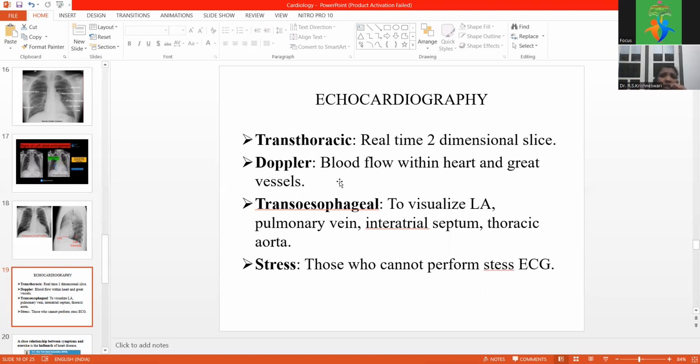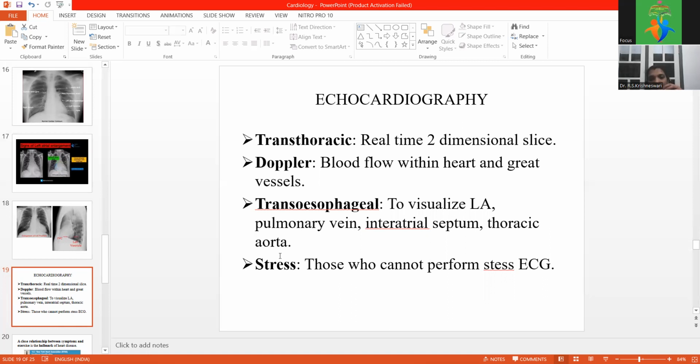Echocardiography means, like the ultrasound of the abdomen, we are seeing the structure of the heart. Transthoracic echocardiography gives a real-time 2-dimensional slice. Then Doppler echocardiography is used to see the blood flow within the heart and also the great vessels. Then transesophageal echocardiography: an endoscopy-like structure is passed into the esophagus and kept behind the left atrium, to visualize the left atrium, pulmonary vein, interatrial septum, and also the thoracic aorta.